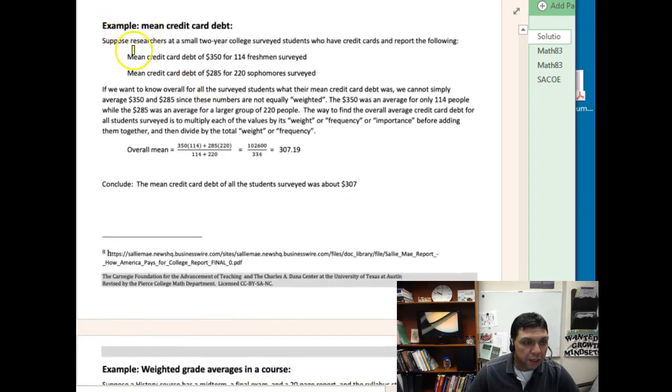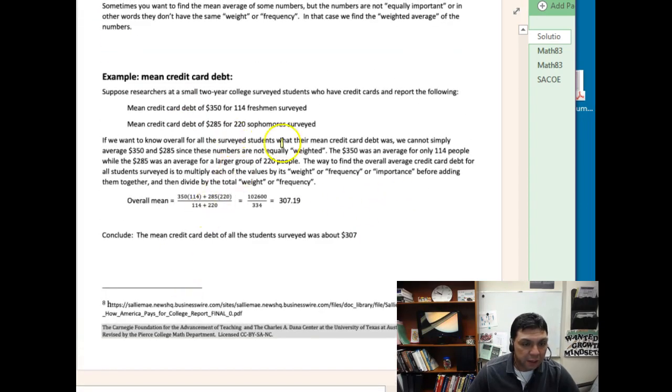Looking at this, it's different in that we have groups of values and they're weighted. Let's take a look at the situation here. Let's say you have freshmen and sophomores, 114 freshmen and 220 sophomores, and they each have a different average credit card debt. We want to know, what is the overall average of the two groups?